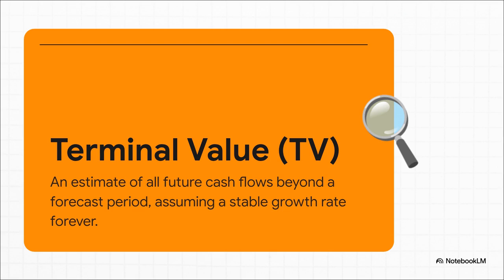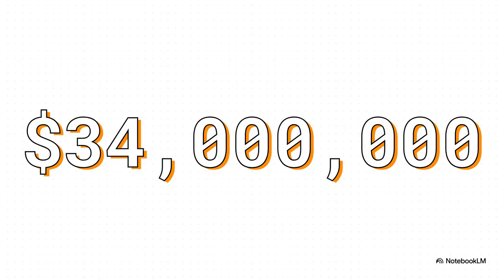It sounds complicated, but it's basically a single number that's meant to represent the value of all the cash flows from the end of our forecast period, on and on into the future, assuming the company just keeps growing at some slow, steady rate forever. So using a pretty standard formula for this, and assuming our little project grows by a stable 2% a year forever, the terminal value comes out to a whopping $34 million.